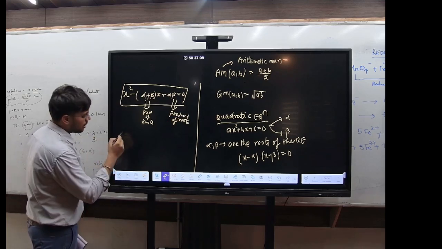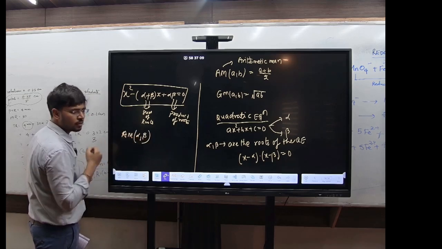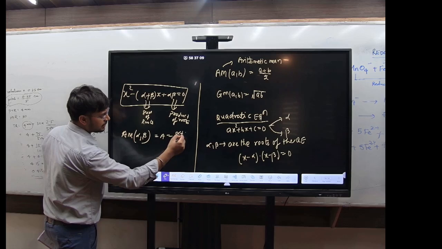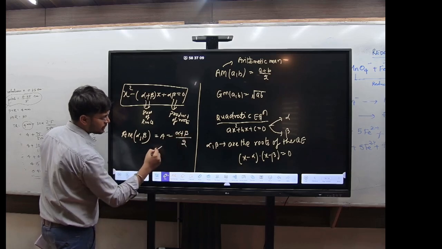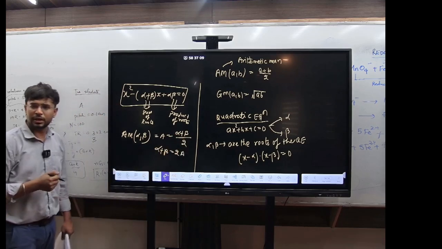Now I am asking, what is the arithmetic mean of roots alpha, beta? Let's say A is the arithmetic mean of alpha, beta. So can you say A will be (alpha plus beta) by 2. So what is alpha plus beta? 2A. Sum of roots can be 2A.